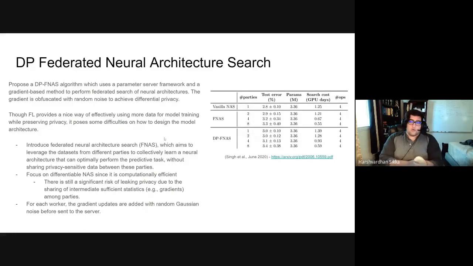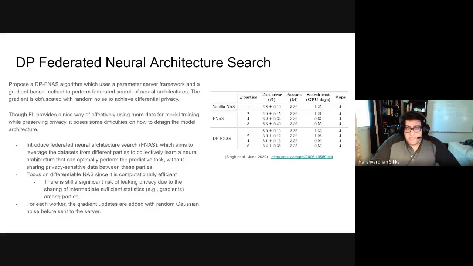At a high level, they propose this DP-FNAS. These acronyms are getting longer and longer, but they're essentially using a gradient-based architecture search, so continuous architecture search, to update client models. And because it's a gradient-based search, you can add noise to it in the differential privacy framework. They also have some theoretical analyses. This is interesting because architecture search seems effective in the federated setting, but the federated setting alone doesn't really provide any privacy guarantees because of the sharing of these different intermediate statistics.